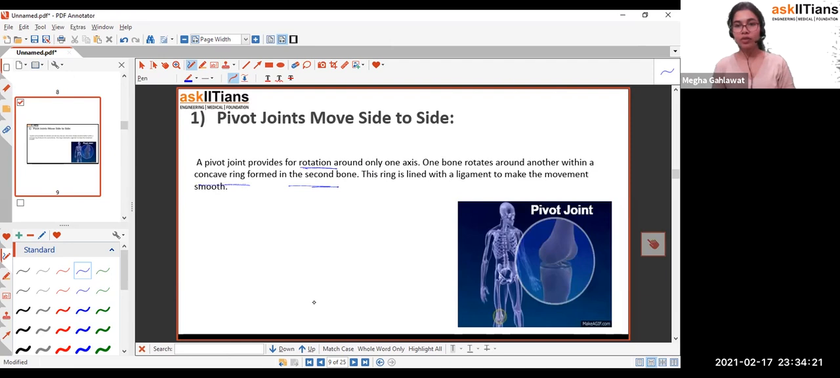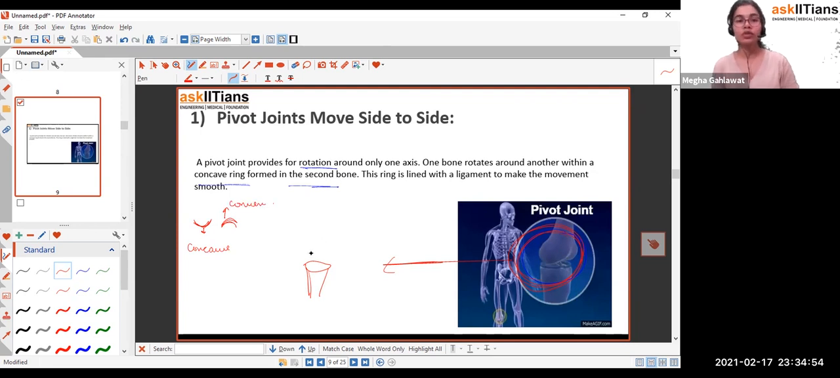So let's say if you look at this particular diagram, what you see is that there is one bone which is present, and this bone will have a concave structure. Concave structure means, see, this is called the concave structure and this is called the convex structure. You'll be learning more of these in physics in the 9th and 10th standard. For now, just understand that this is the concave structure and this is the convex structure.